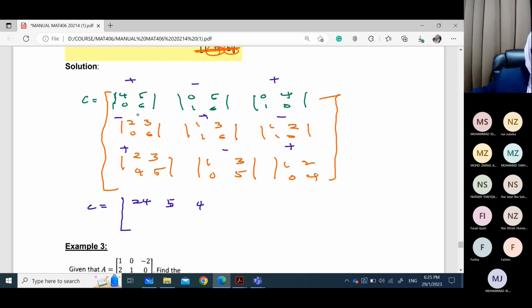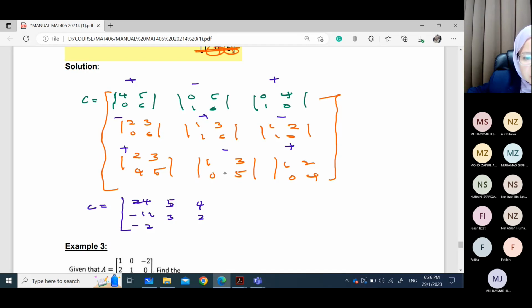So positive 4. Untuk second row, it is about negative 12. Negative 12. 0. 0. 6 minus... No, 3. 3 kan? Betul? 3. This one, 1 times 0, 0. 0 minus 1 times 2, 0 minus 2. Ada minus dekat sini. Negative 0 minus positive 2. Very good. So this one, 10 minus 12. Negative 2.